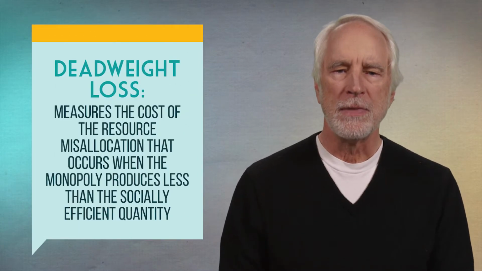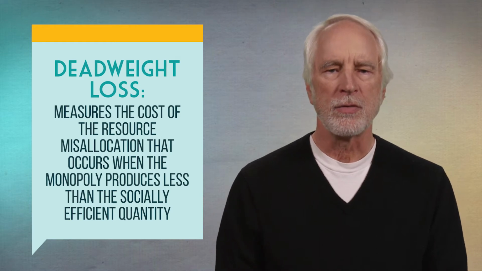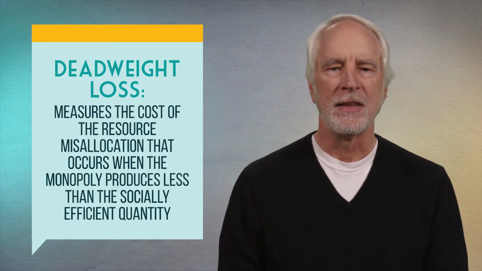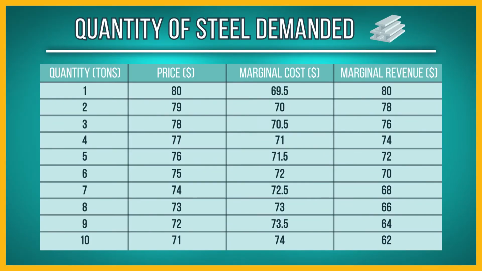We showed in another video that monopoly produces less than the socially efficient output. The deadweight loss of the monopoly is the economic surplus the economy would gain if it produced the competitive level instead of the monopoly output. The deadweight loss measures the cost of the resource misallocation that occurs when a monopoly produces less than the socially efficient quantity. Let's walk through an example.